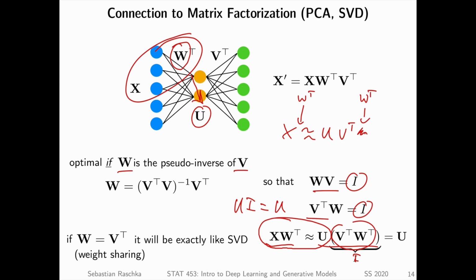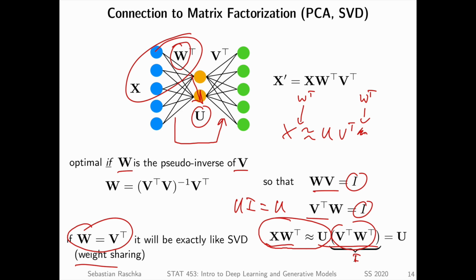And yeah, so it will be exactly like SVD if W is the same as V transpose. So if we have weight sharing, if we share the weight between this part of the autoencoder and this part of the autoencoder. However, this is usually not done in practice. And again, I just want to say this was just very briefly, optionally highlighting the connection to matrix factorization.